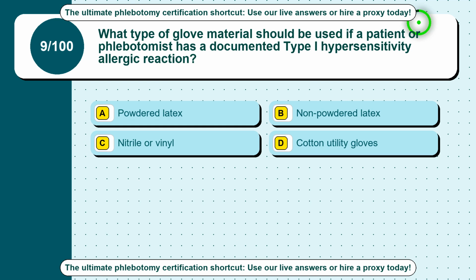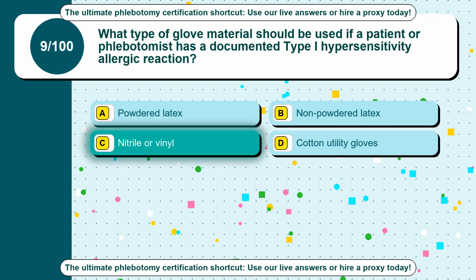Question 9. What type of glove material should be used if a patient or phlebotomist has a documented type I hypersensitivity allergic reaction? Option A, powdered latex. Option B, non-powdered latex. Option C, nitrile or vinyl. Option D, cotton utility gloves. The correct answer is option C, nitrile or vinyl.